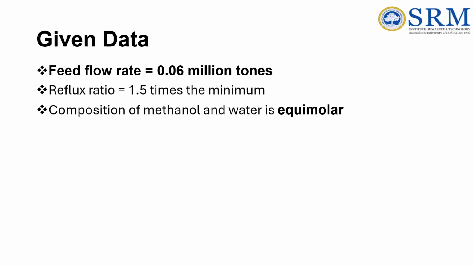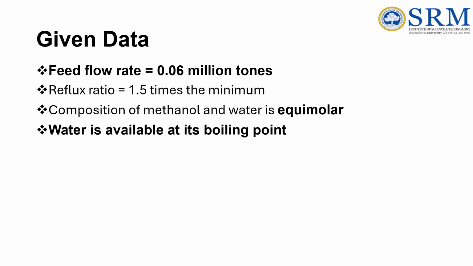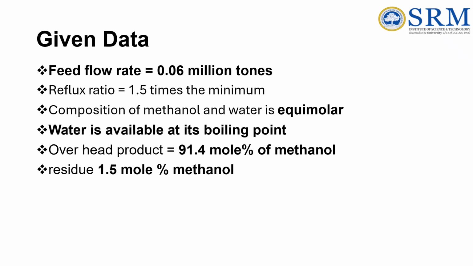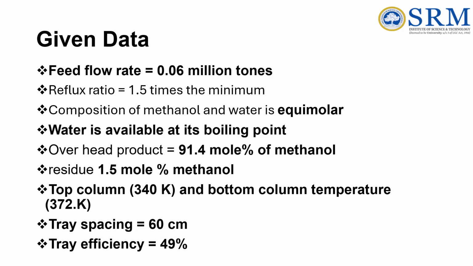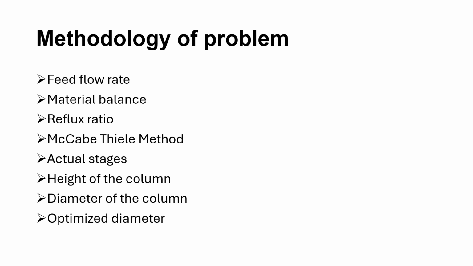So first, the feed flow rate is given on an annual basis, and the reflux ratio has been mentioned. It is a mixture of methanol and water, present in equilibrium ratio. Water is there at the boiling point. The overhead product and the purity of the product are mentioned. The top and bottom column temperatures, with tray spacing and tray efficiency, have also been mentioned.